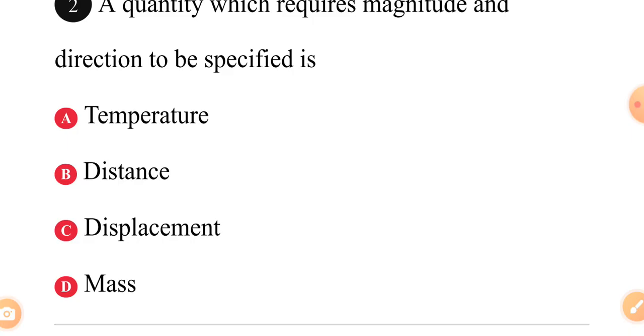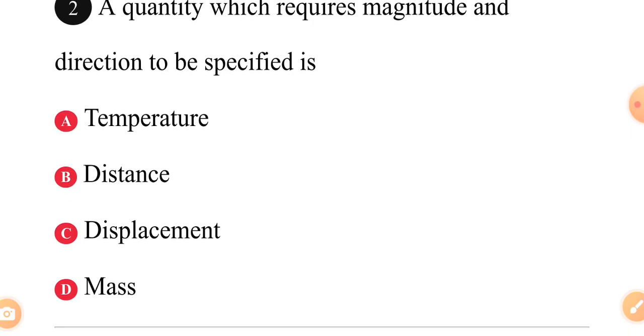The quantity which requires magnitude and direction to be specified is dash. A, temperature. B, distance. C, displacement. D, mass. The answer is C, displacement. Displacement requires the magnitude and the direction, right?